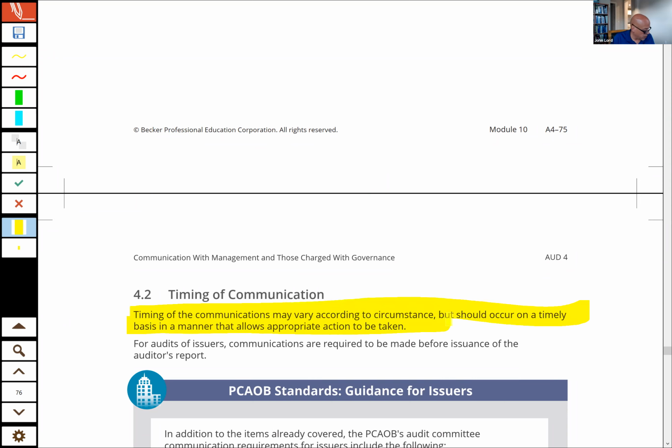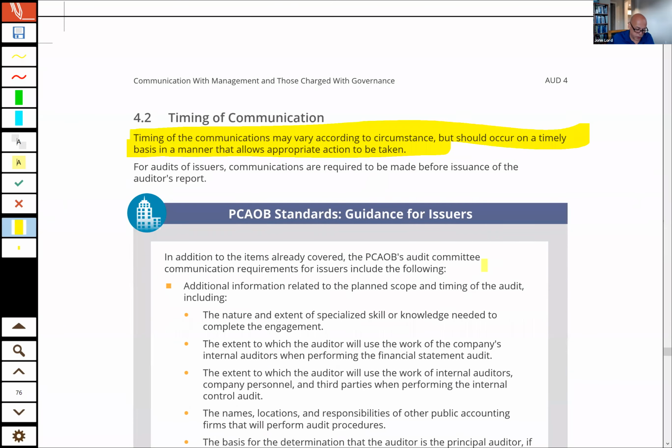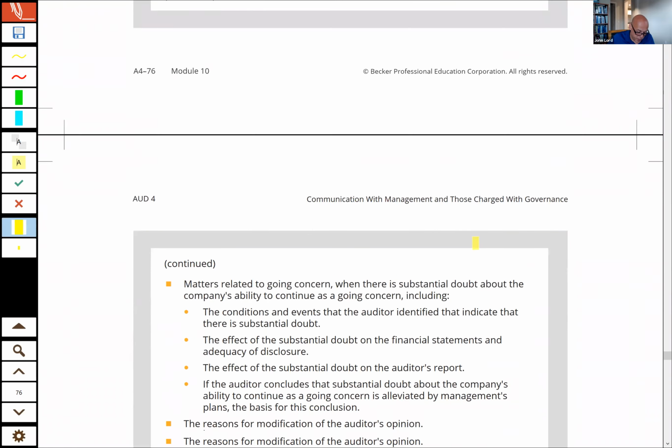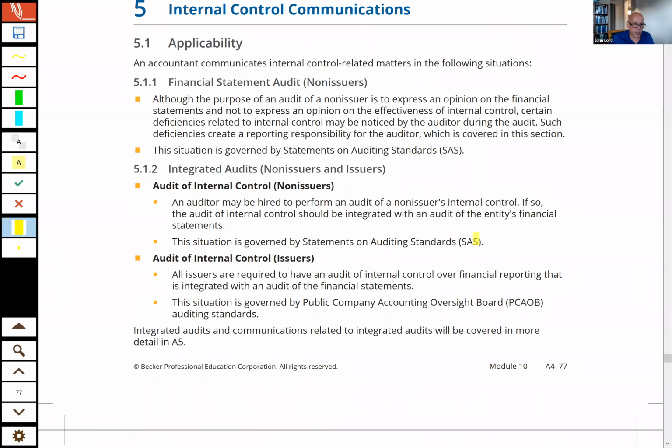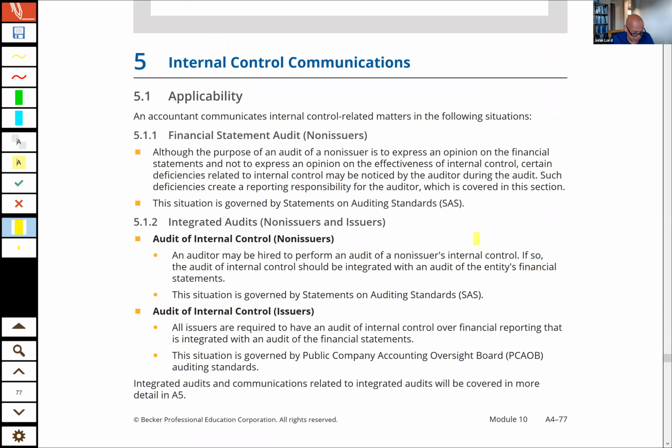And we're going to talk more about the timing of communication for internal control issues, because those requirements are very specific, and we're going to start here next time. So I apologize that I'm leaving you a little bit short to complete module 10 here. If you see things about internal control communication, do your best on those, knowing that we're going to cover that next time. And we're going to jump into the procedures that are required when you do an audit of internal control that is integrated with an audit of the financial statements at the start of chapter 5.